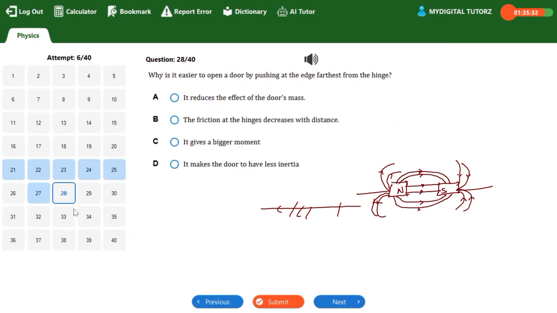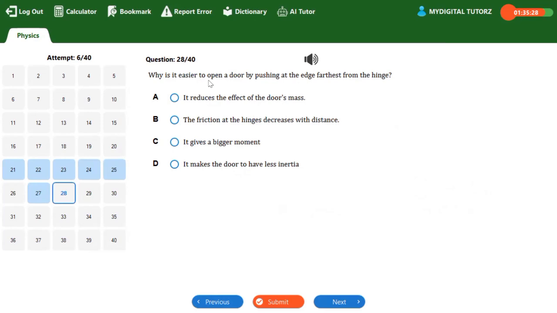So let's look at 28. 28 says, why is it easier to open a door by pushing at the edge farthest from the hinge? This is because when you do that, let's look at the options first. Does it reduce the effect of the door's mass? No. The friction at the hinge does not apply to it. It gives a larger, bigger moment. To be easier, remember that moment is equal to force times distance. So if the distance is large, then you have a bigger moment, which will make it easy for the door to be opened. I hope that is understood.